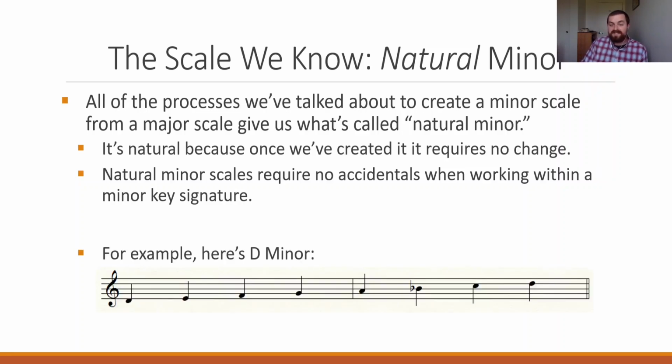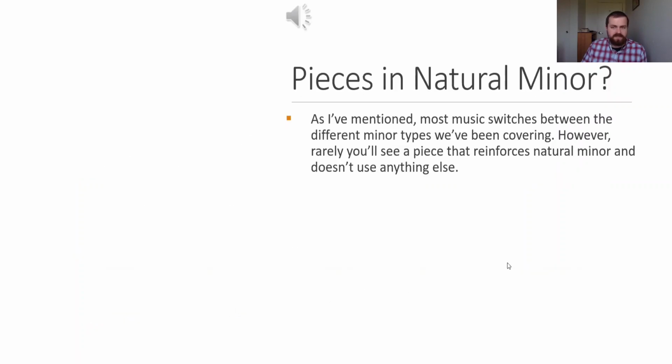So for an example, here's D minor. If we think of D major as having F sharp and C sharp, we've lowered F sharp and C sharp and lowered B to give us B flat. So this is natural minor, D natural minor. We're going to be talking about pieces that alternate between these different types of minor, but there are rare instances where pieces are just in natural minor.